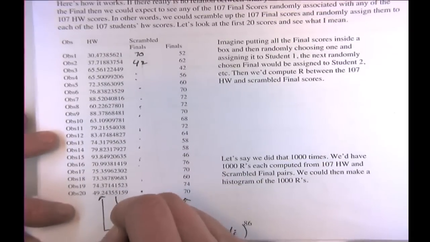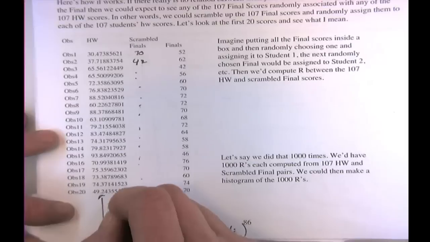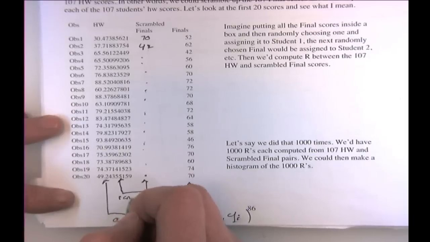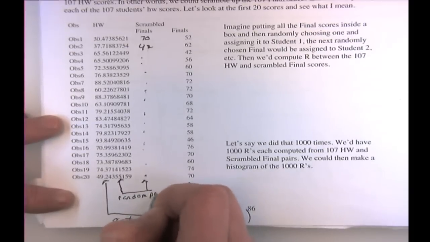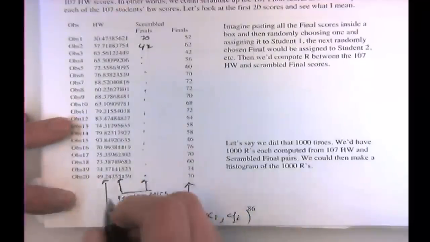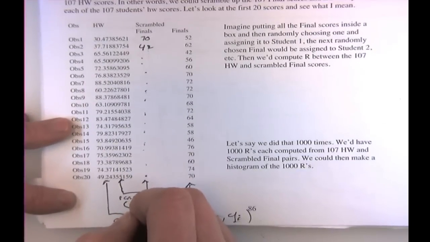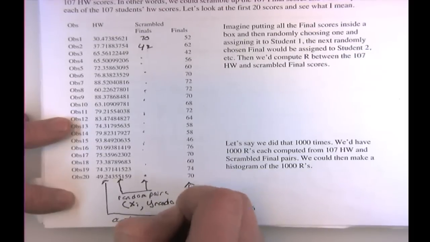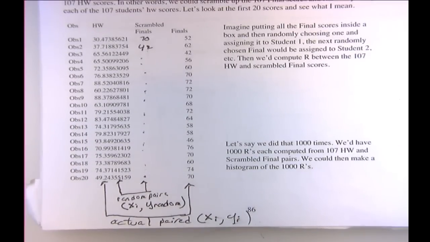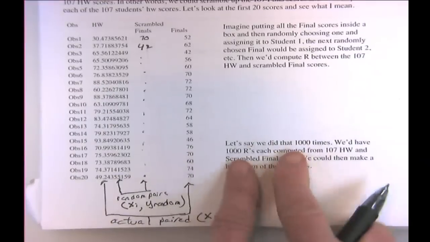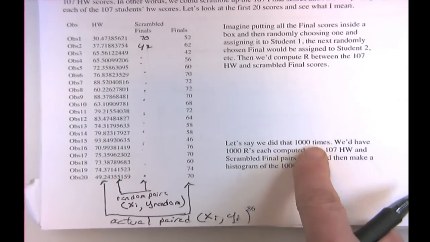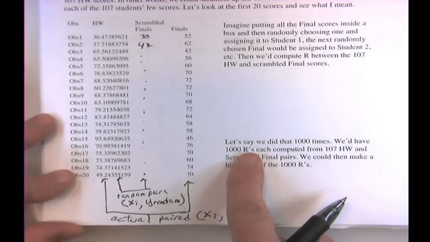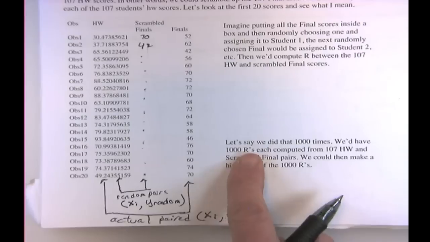And then I would look at these two. What are these pairs now? Those are the random pairs, the scrambled pairs. It's the same X's, your homework, but now you have Y's that are just random. What we do is, let's say we did this 1,000 times. We would have 1,000 R's. Some are negative, some are positive, so I'm just looking at the absolute value, each computed from 107 homework and scrambled exam pairs.